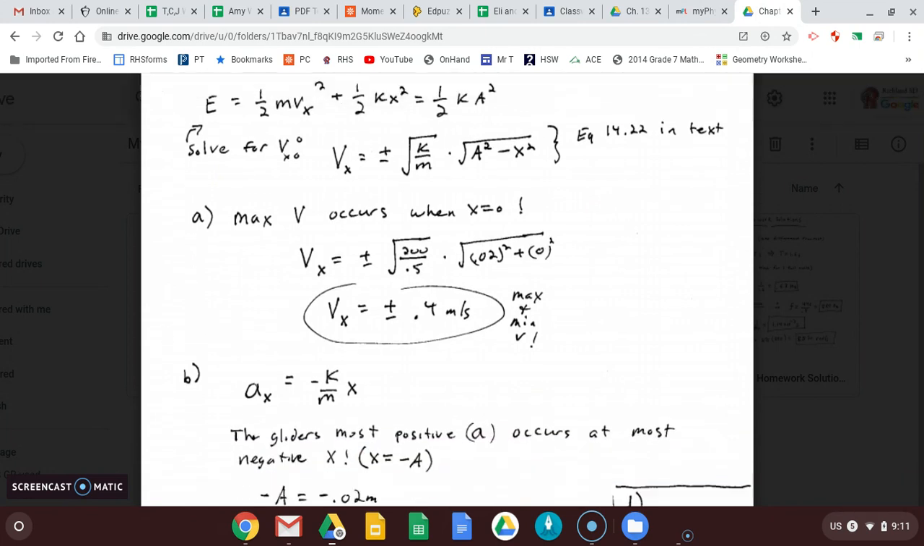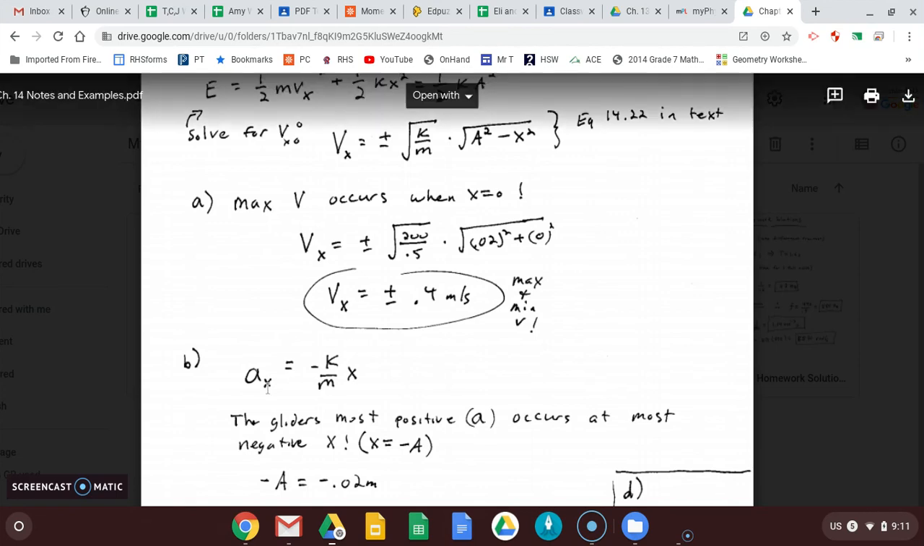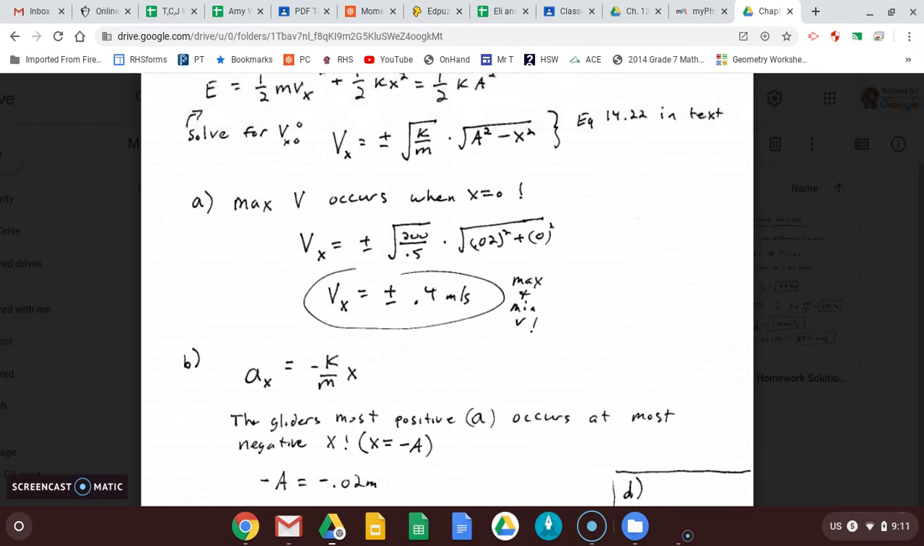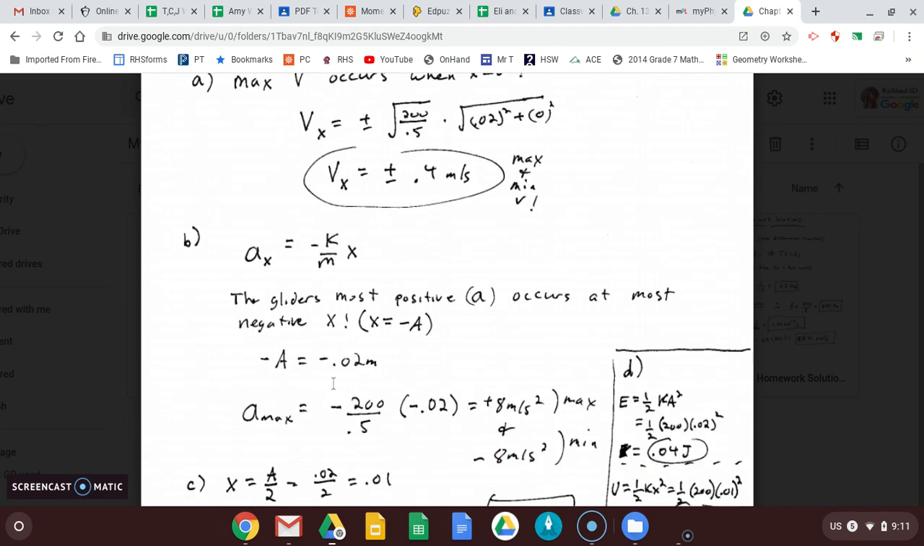So we find a formula for acceleration from the notes described, and that general formula is acceleration, horizontal acceleration, a sub x equals negative k over m times x, the x position being those most stretched or most compressed. So that would be 0.02 or negative 0.02, depending on whatever you decided direction is.